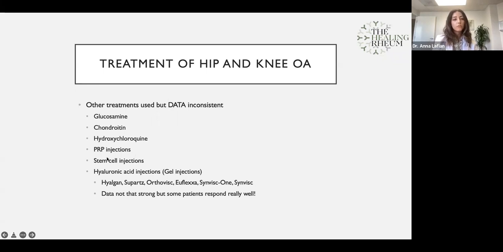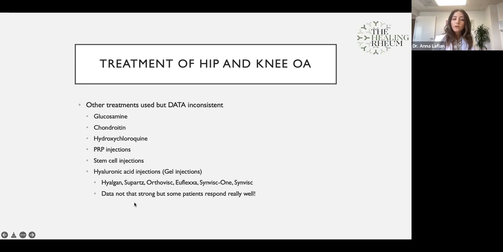PRP injections have been used a lot more commonly in the recent few years. And again, the mention is that the data is inconsistent. I have seen some patients greatly benefit from PRP injections. But again, the data isn't fully out there yet, and I'm sure there's going to be more studies in the future. Same with stem cell injections.